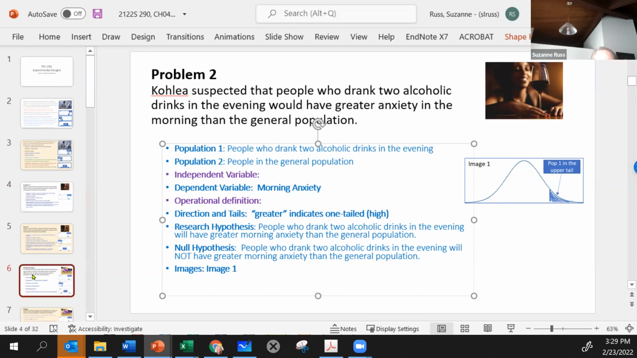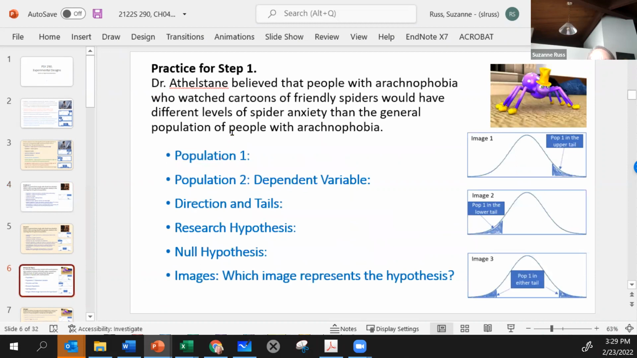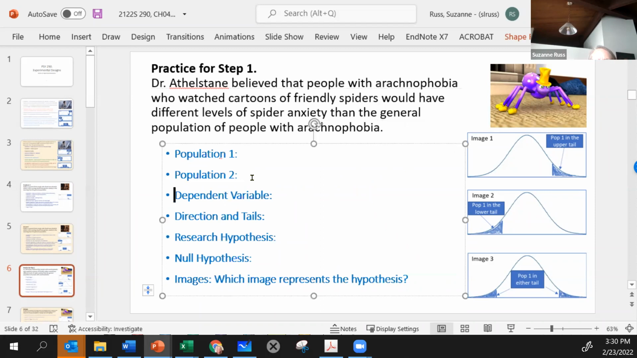Okay, let's do one together then. Let's do this one. I don't know if you know what arachnophobia is, but it's a fear of spiders, okay? So this doctor hypothesizes that people with arachnophobia, who have this deep fear of spiders, who watched cartoons of friendly spiders, would have different levels of spider anxiety than the general population of people with arachnophobia. So my first question is, what would population one be? What is the population that this doctor thinks will be different in some way?